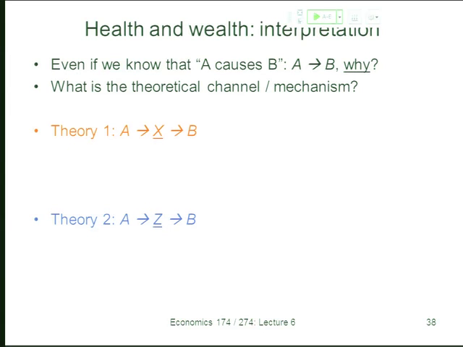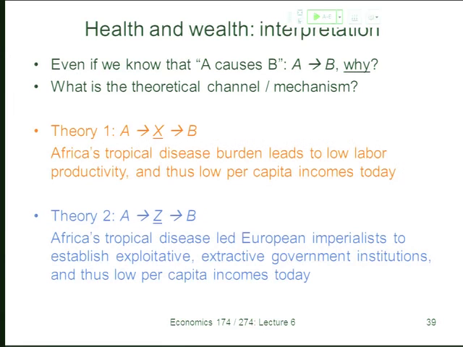Let's talk through these stories. So the first story is the Bloom and Sachs story. Africa has a very high tropical disease burden because of its temperature and climate and the density of mosquitoes and all that, and that leads to low productivity, so people are sick too often, and lowers income. The second explanation is a totally different historical explanation. It says the following. Africa's tropical disease burden affected the nature of European colonialism and colonization of Africa relative to other parts of the world.